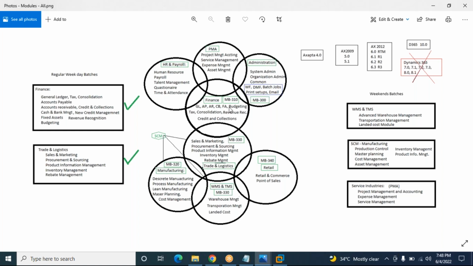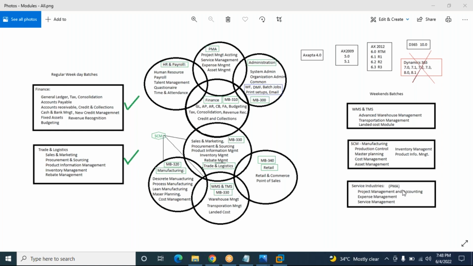This is a 6 to 7 batch, and this is a 7 to 8 or 8 to 9 batch. And I will provide training on manufacturing: discrete manufacturing, process manufacturing, lean manufacturing, master planning, and cost management. I will conduct it on the weekends, 6 to 8:30, Saturday and Sunday. It will be a 3-month course, 2.5 months or so. Once this is completed, then I will teach this one. After that, advanced warehouse management, transportation management, and landed cost. Once that is completed, I will teach the next one.